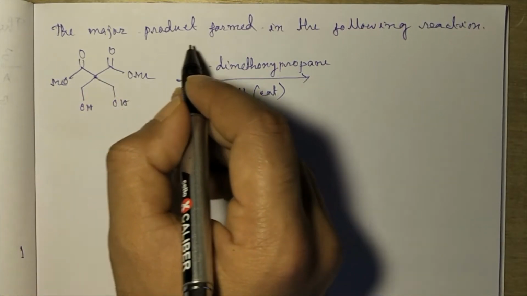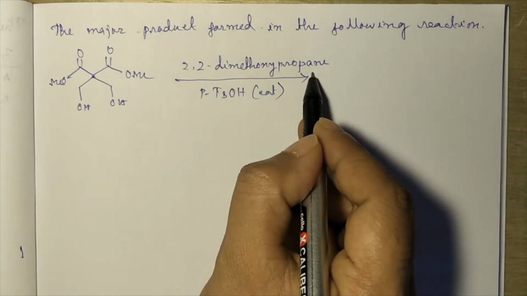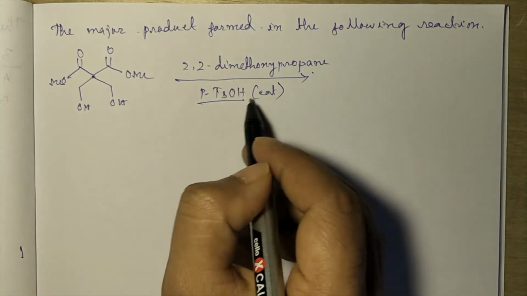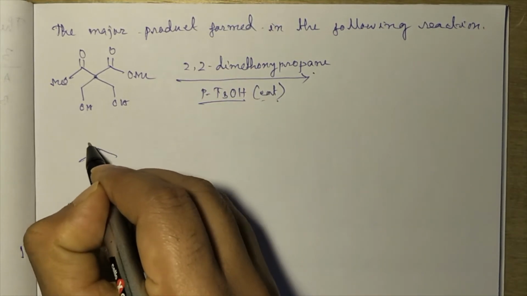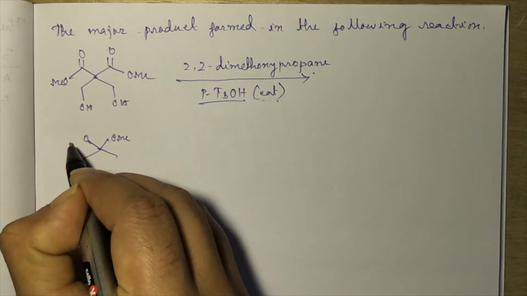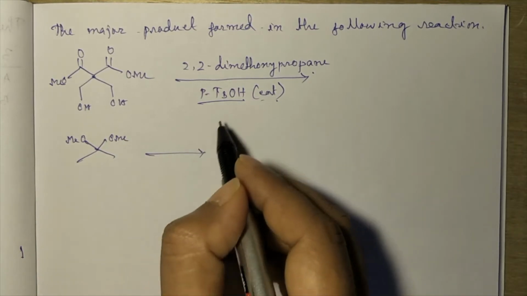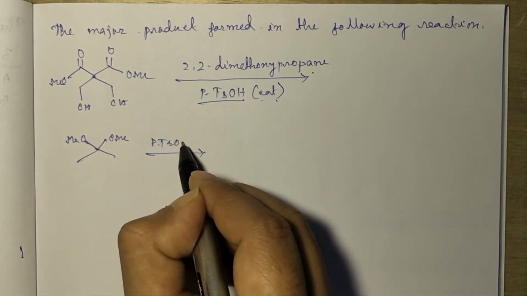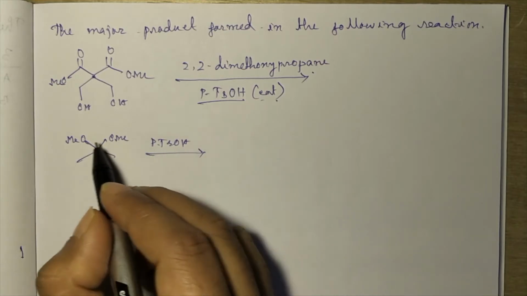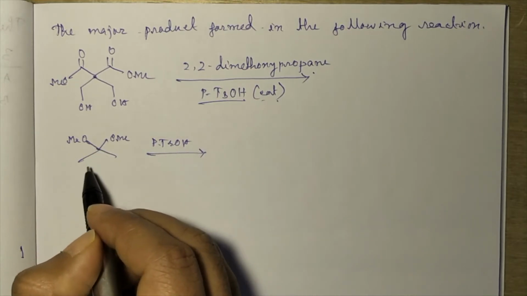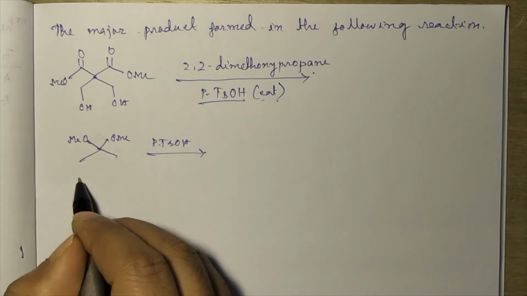Next question: the major product formed in the following reaction. This compound, 2,2-dimethoxypropane, in para-toluenesulfonic acid as catalyst. So what is 2,2-dimethoxypropane? This is 2,2-dimethoxypropane. In presence of PTSA, what will happen? This is actually the ketal of acetone. Ketal of acetone.